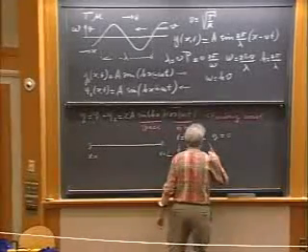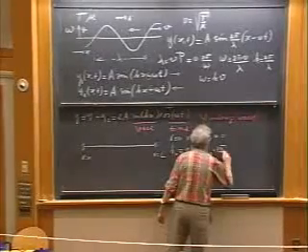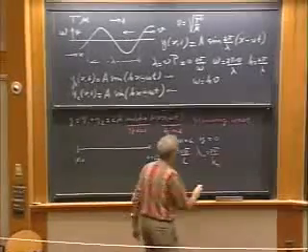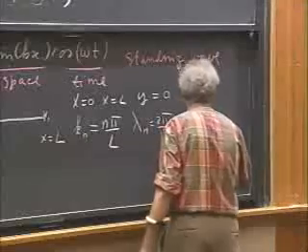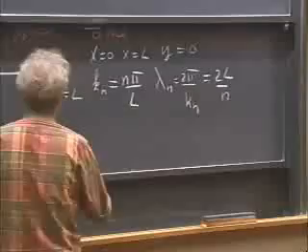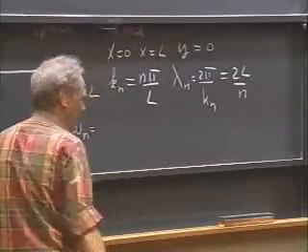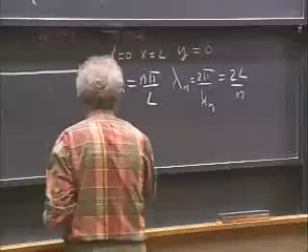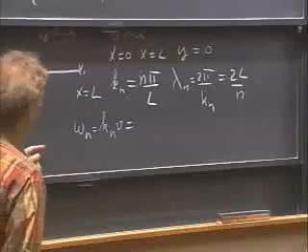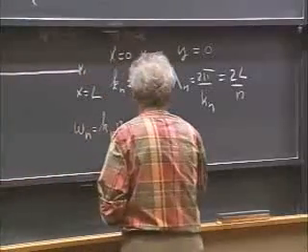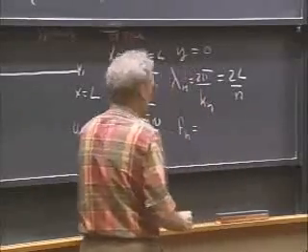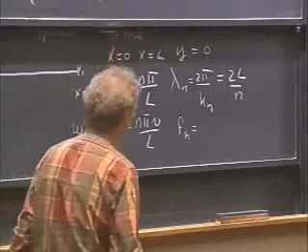So lambda n, which is 2 pi divided by k n, that's the way that I defined k n, then becomes 2L divided by n. n being that 1, 2, 3, 4, 5. Omega n, which is always k n times v, therefore becomes n pi v over L. And the frequency in hertz, if you prefer that, is 2 pi smaller, would become nv over 2L.